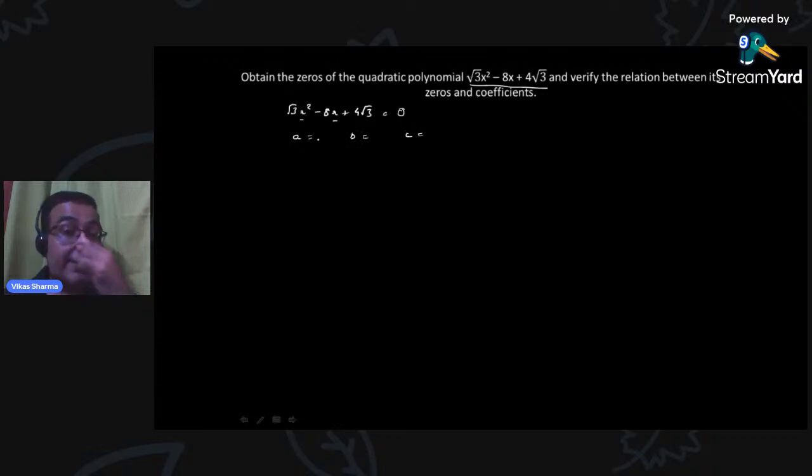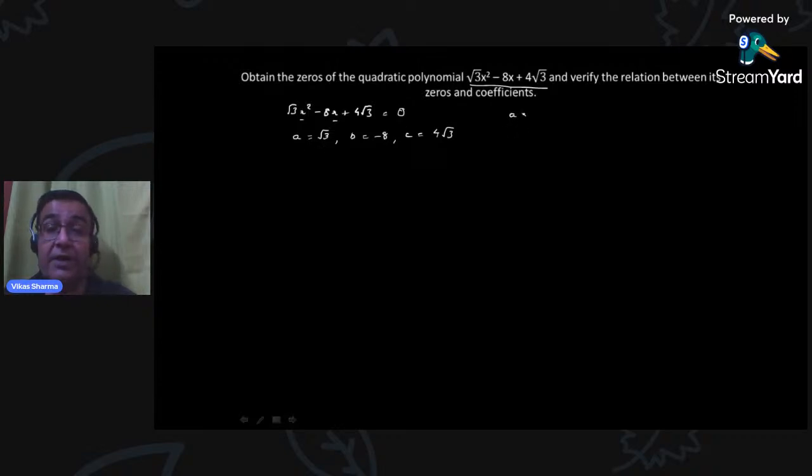So a in this case is root 3, which is the coefficient of x square. B in this case is negative 8. Like I said, it is the coefficient of x, and do not forget to include the sign also before that. And c in this case is 4 root 3. So basically we are looking at the product of a and c.